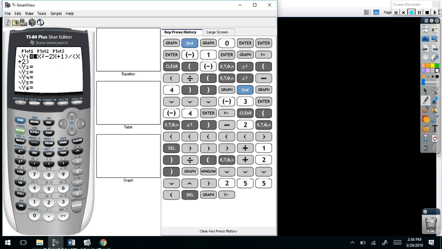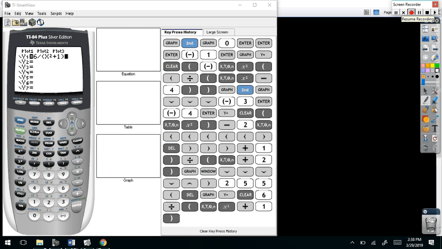All right, so let's do y equals 6 divided by x squared plus 1, and let's graph this. Do y'all need me to pause a second while y'all get set up? So let's graph it first. Let's look at what the graph looks like so we can decide what points we need to use.